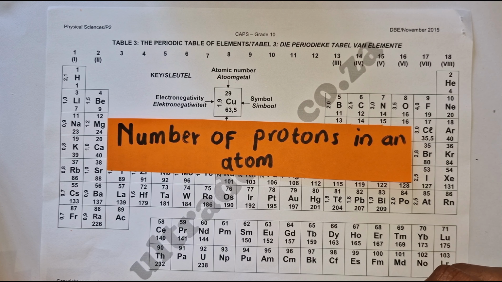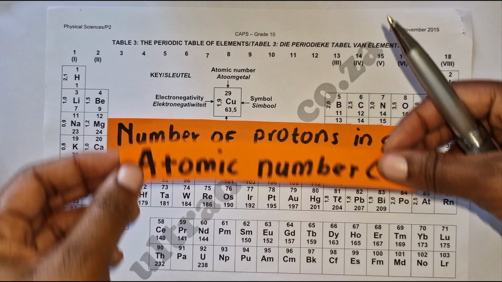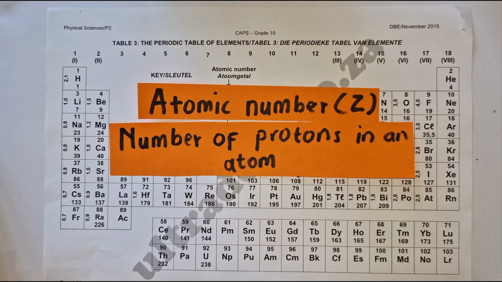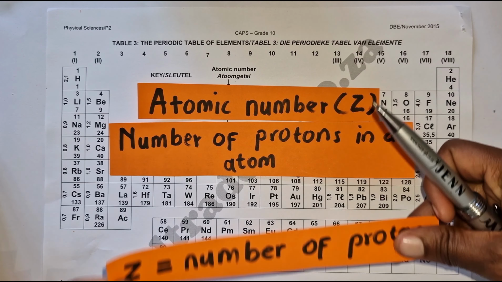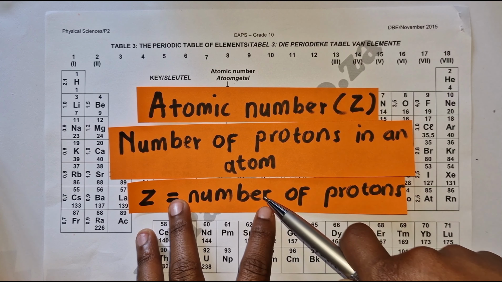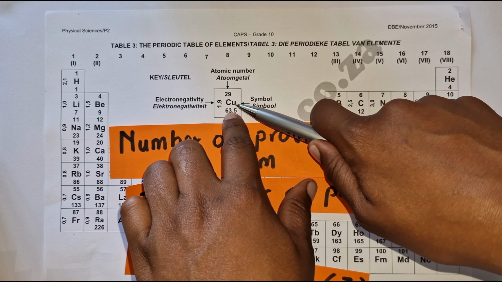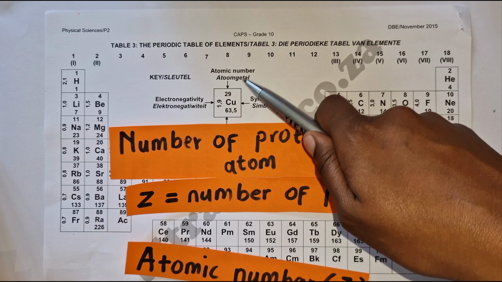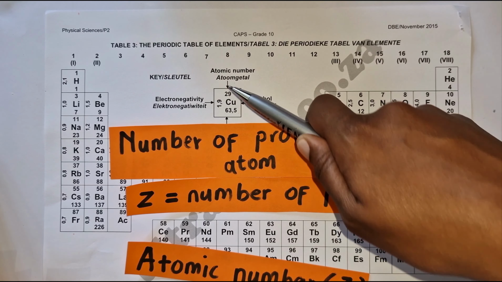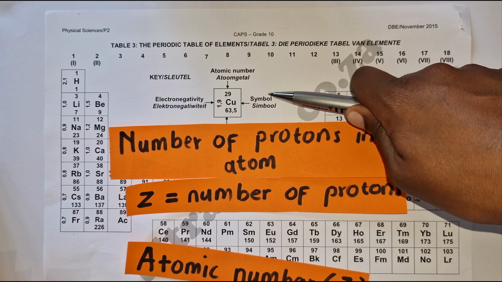The number of protons in an atom determines its atomic number Z. So atomic number Z is the number of protons in an atom. Every time we see the letter Z, we just know that it tells us the number of protons in that atom. For example, if you look at this copper atom, we would say that its atomic number is 29. And this tells us the number of protons in a typical copper atom.